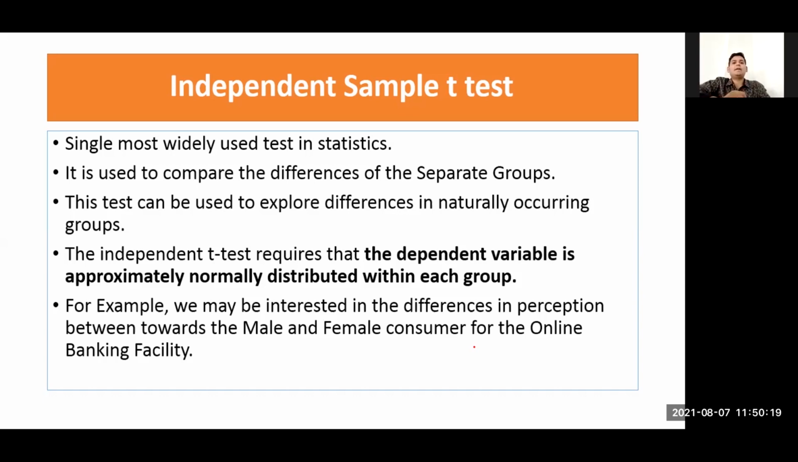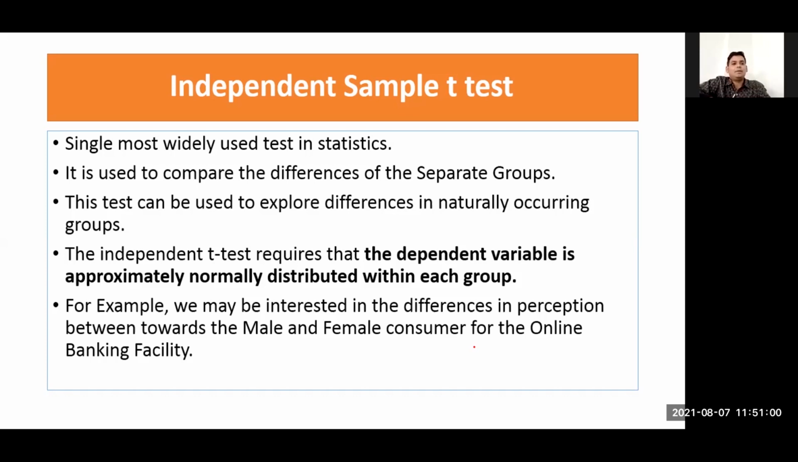The definition of a dependent variable is: when any variable is dependent on another variable, this variable is called a dependent variable. And any variable which is not dependent on any other variable in the research and is independent in itself is called an independent variable, right? So to run the independent t-test, whenever we are checking normality, the assumption is that your dependent variable is approximately normally distributed within each group. Then only you can test the independent sample t-test. Otherwise, you cannot go for the independent sample t-test.